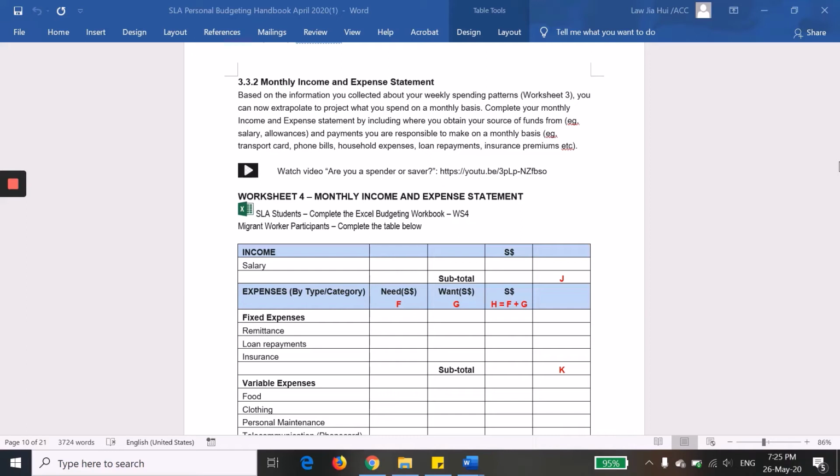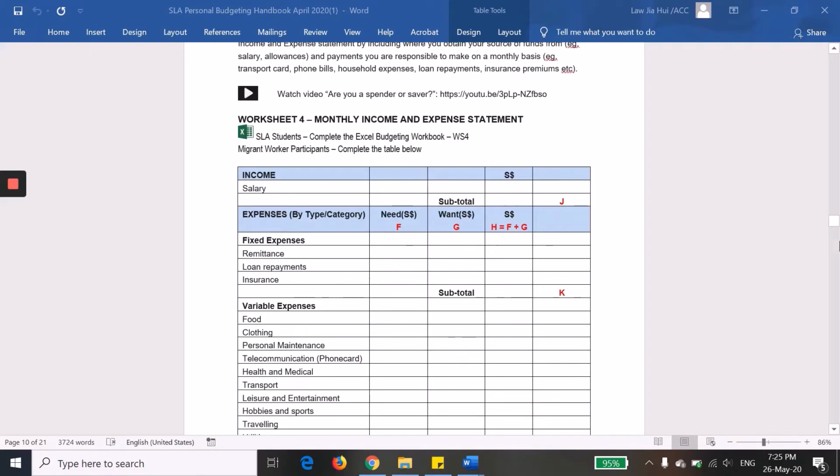You have finished worksheets 1 to 3 and completed your weekly spending patterns. We will now move on to worksheet 4, where we will complete your monthly income and expense statement by including where you receive your income or your sources of funds from. For example, your monthly salary as well as the transport allowance that you receive from home, which you mentioned in our previous call. We will also be including your monthly payments and expenses like your transport, your clothes, and food.